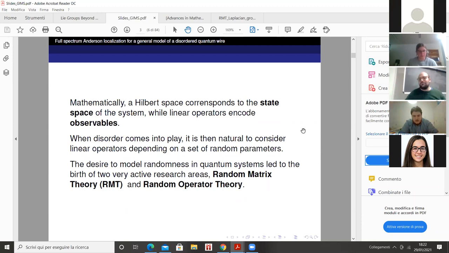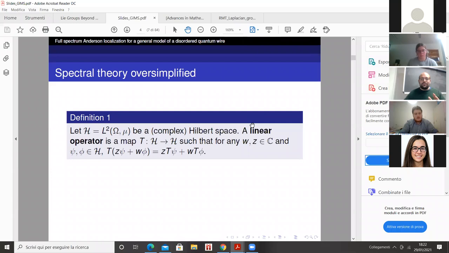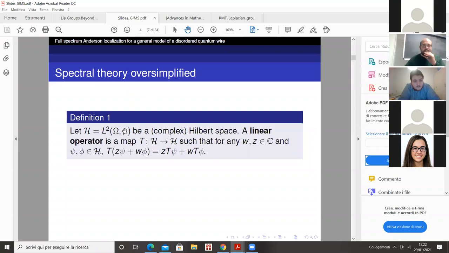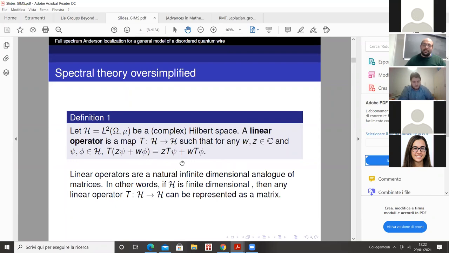And so let's do a speed run into spectral theory, to refresh or to introduce the basics of this discipline. So you have probably already seen what a linear operator on a Hilbert space is. It's basically the infinite dimensional analog of a matrix for a finite dimensional vector space.